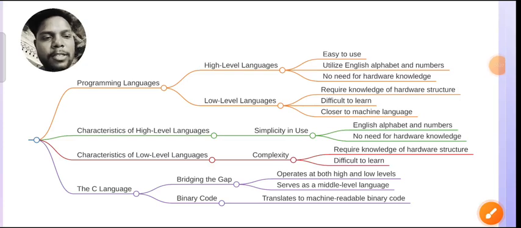Hello everyone, Namaskaram. Today we are going to study what is a programming language, the characteristics of high level language, the characteristics of low level language, and the C language.